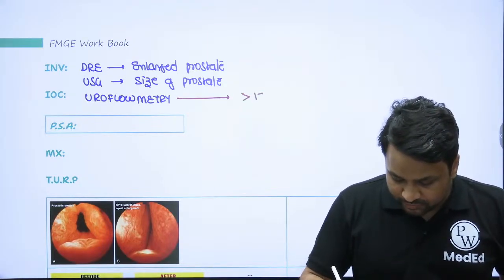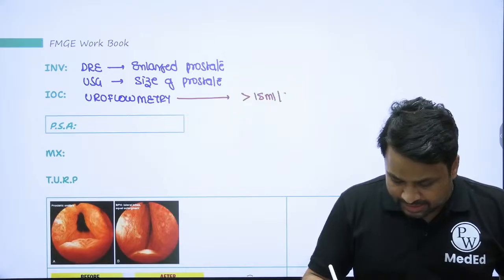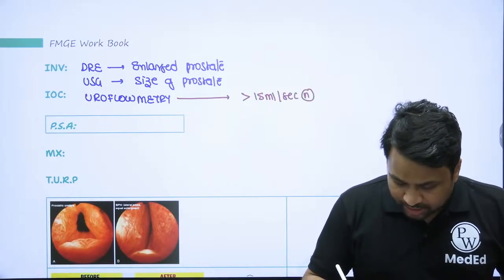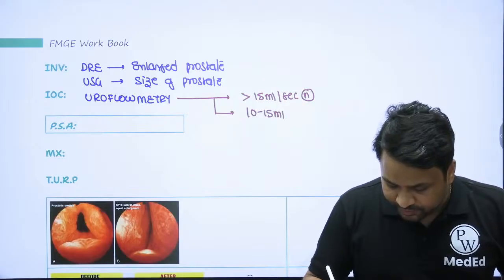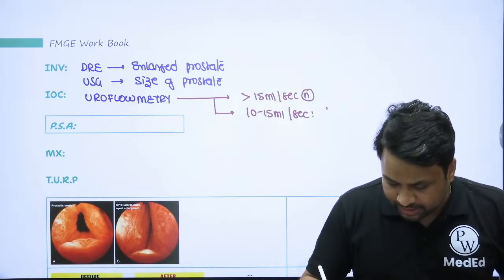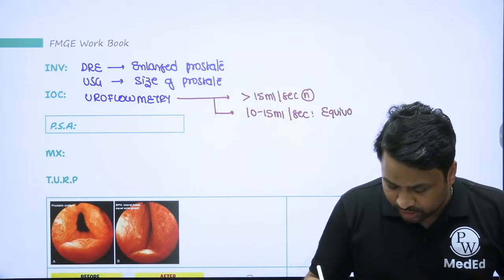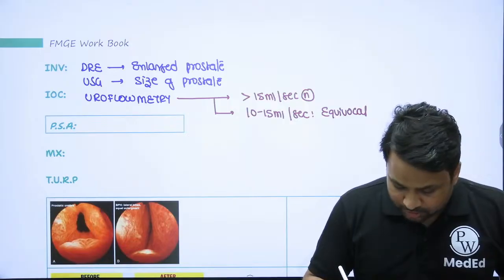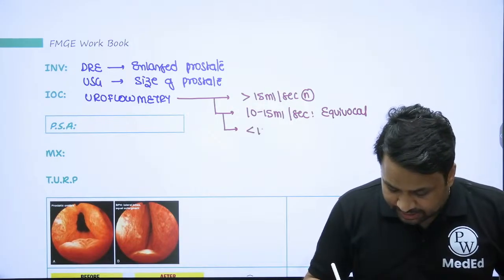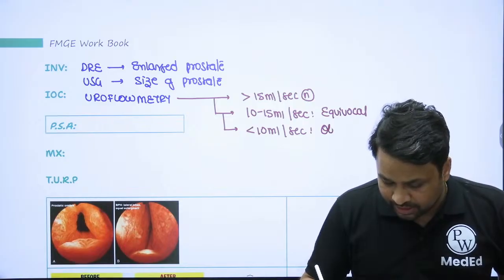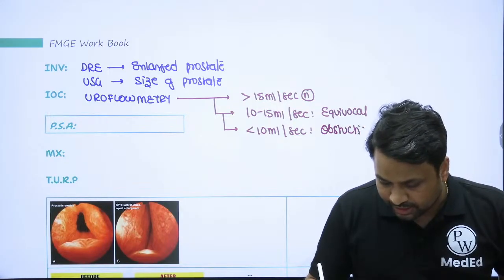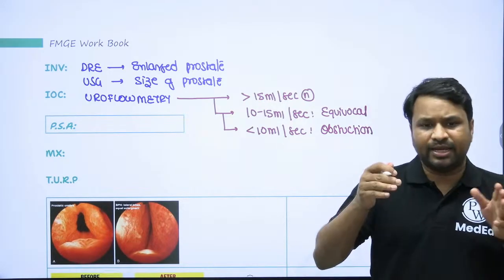If it is more than 15 ml per second, it is normal. If it is between 10 to 15 ml per second, it is called equivocal, possibility of an obstruction. But if it is less than 10 ml per second, it indicates obstruction, and that indicates requirement of some form of intervention.